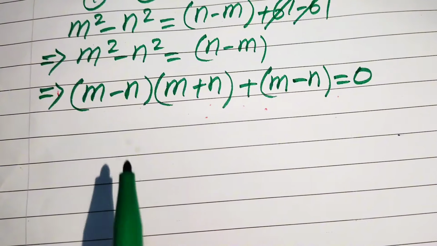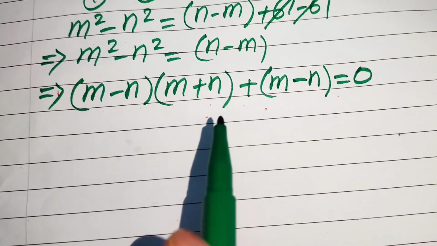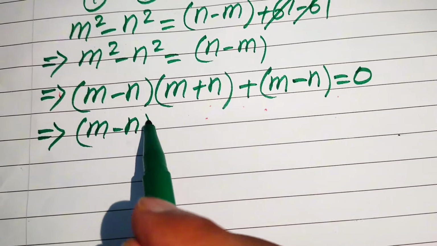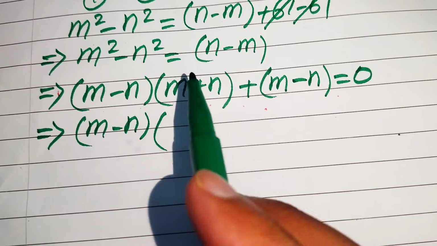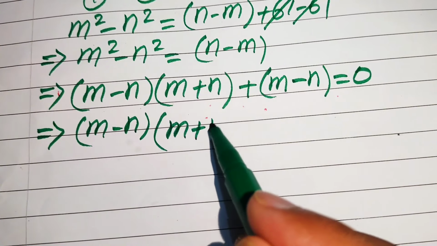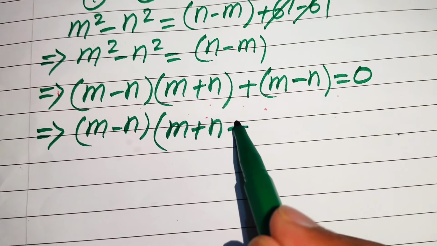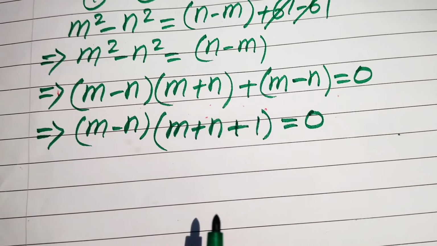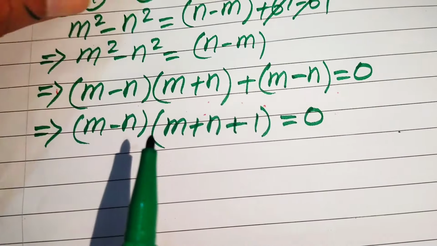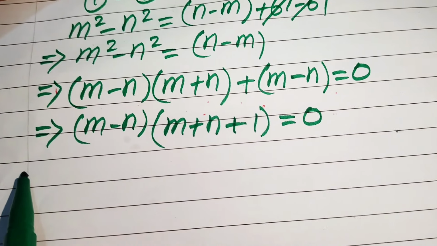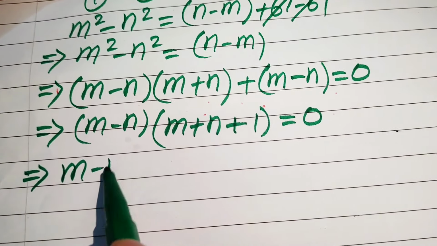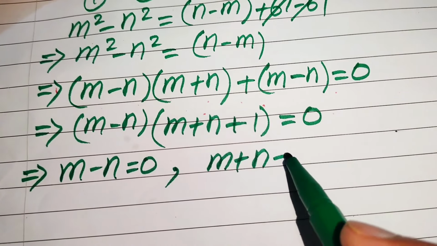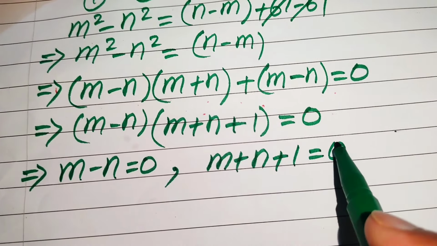Now in the next step, you see we have m minus n as the common factor, so we take common m minus n. When we take common m minus n, we get m plus n, and from the other terms we get plus 1, and this whole equation equals 0. So now we have two cases. The first case is m minus n equals 0, and the second case is m plus n plus 1 equals 0.